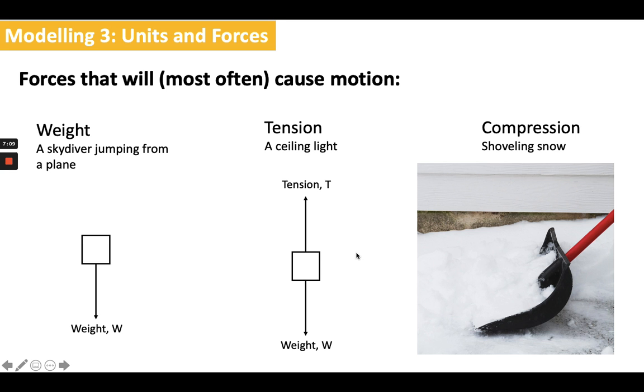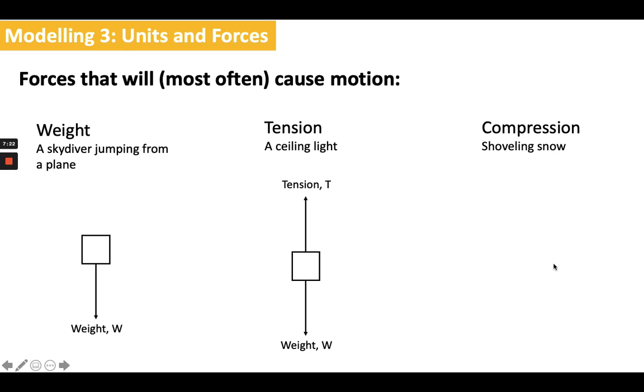The third of ours is shoveling snow. So we've got compression here, and the example I've got is shoveling snow. Now I'll have some compressive force in this rod here, or in the handle of the shovel, operating on the shovel head, that looks a little like this if drawn using a free body force diagram. So I have a compressive force here on the head of the shovel, pushing it along as I shovel the snow.